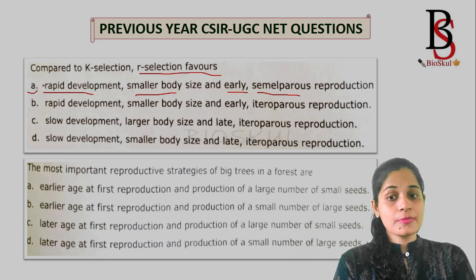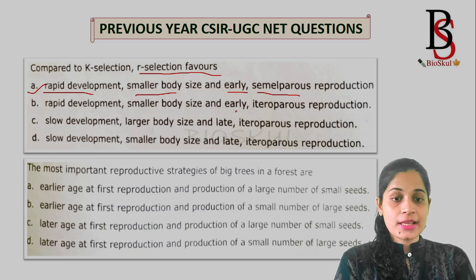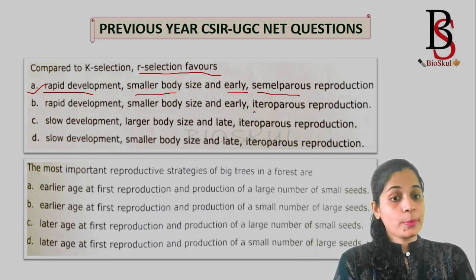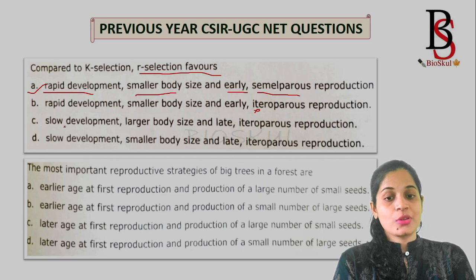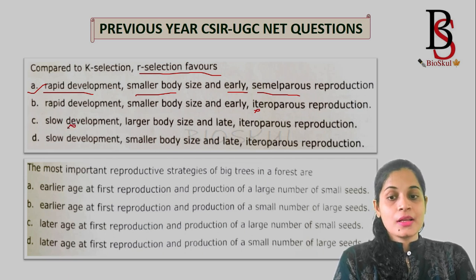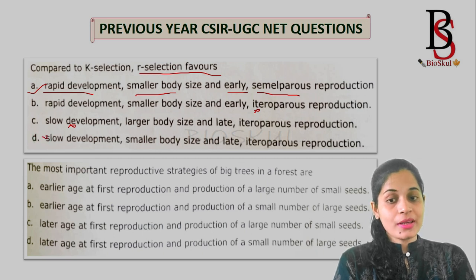But let's see the other options. Option B: rapid development, smaller body size, and early and iteroparous reproduction. They don't have iteroparous reproduction, so this one is the wrong answer. And option C, slow development. No, they have rapid development. So option C and option D are also wrong options. The correct answer for this question is option A.